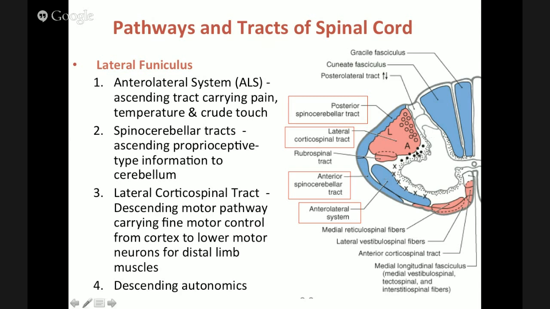The descending systems here include important descending autonomic fibers, which regulate the activity of the preganglionic sympathetic and parasympathetic neurons located in different regions of the spinal cord. Sympathetics are at T1 to L2, and the parasympathetics are in the sacral segments 2 through 4.